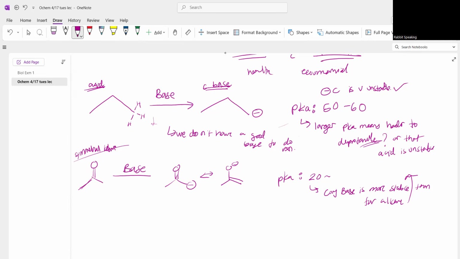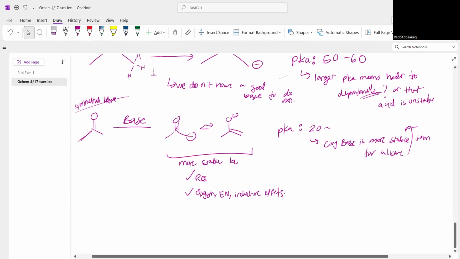So if you look at it, how is it more stable? It's more stable because number one, you have resonance happening, so this negative charge can go here. That stabilizes the negative charge. Also, because we have oxygen, which is very electronegative, you can think of it as inductive effects that better stabilize our negative electron density.